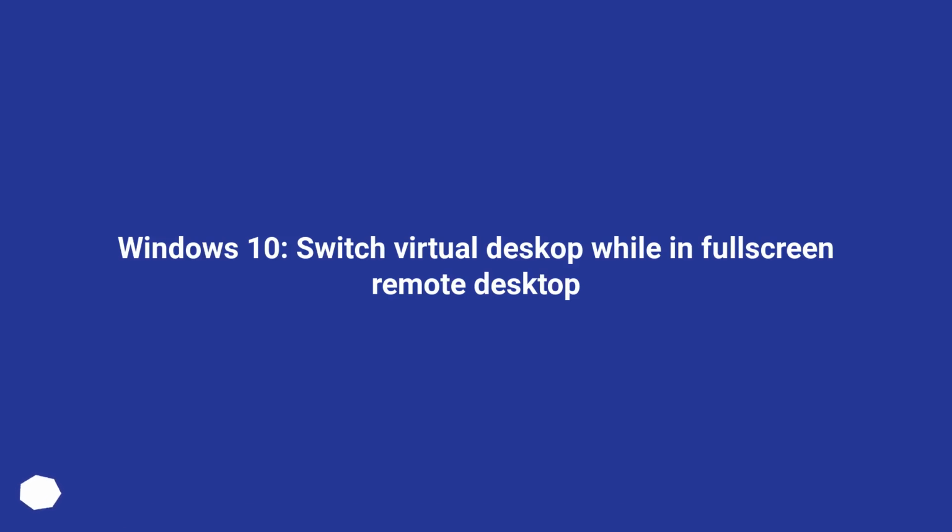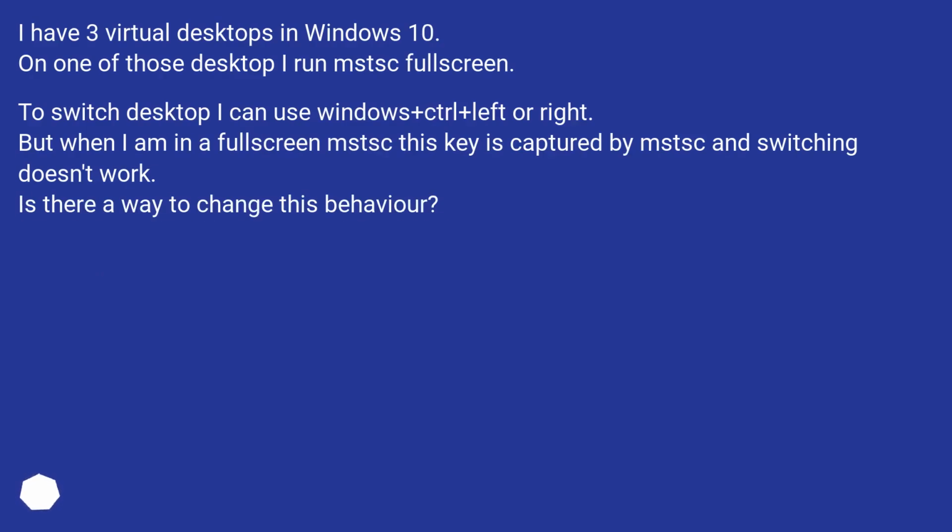Windows 10, switch virtual desktop while in full screen remote desktop. I have 3 virtual desktops in Windows 10. On one of those desktops I run MSTSC full screen. To switch desktop I can use Windows plus Control plus left or right. But when I am in a full screen MSTSC, this key is captured by MSTSC and switching doesn't work. Is there a way to change this behavior?